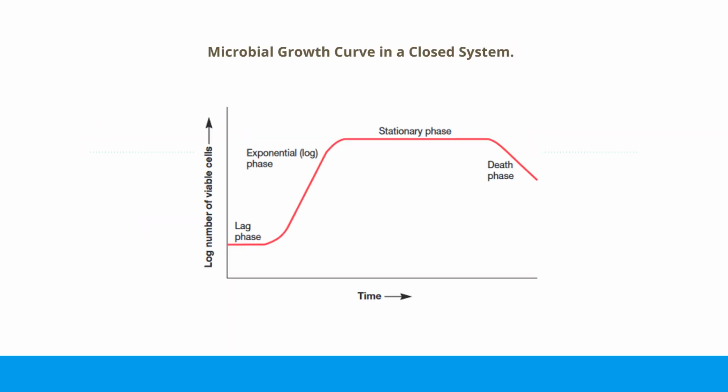Looking at the graph, it shows the number of viable cells in the log phase against the time. So the growth of the microorganisms starts with the lag phase, where the bacteria or microorganisms start to grow, and then there is an increase in the phase that is called the exponential phase or log phase. Next is the stationary phase, where the cell number remains constant, and the death phase, where the microorganisms start to die. We can look into each phase in detail.